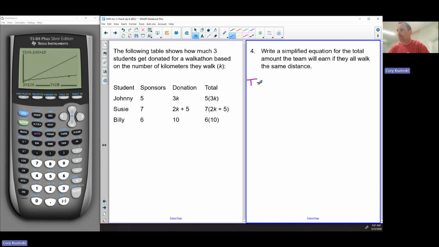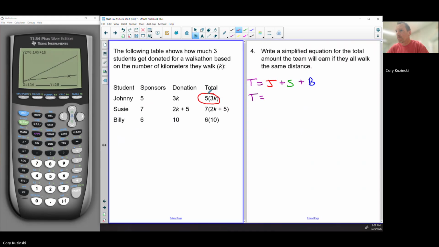Well, our total is going to be Johnny's earnings plus Susie's earnings plus Billy's earnings. Okay. All right. There's our start. So Johnny's earnings is right here. His total, about 15K. Okay. And we have to add Susie's total donations right here.